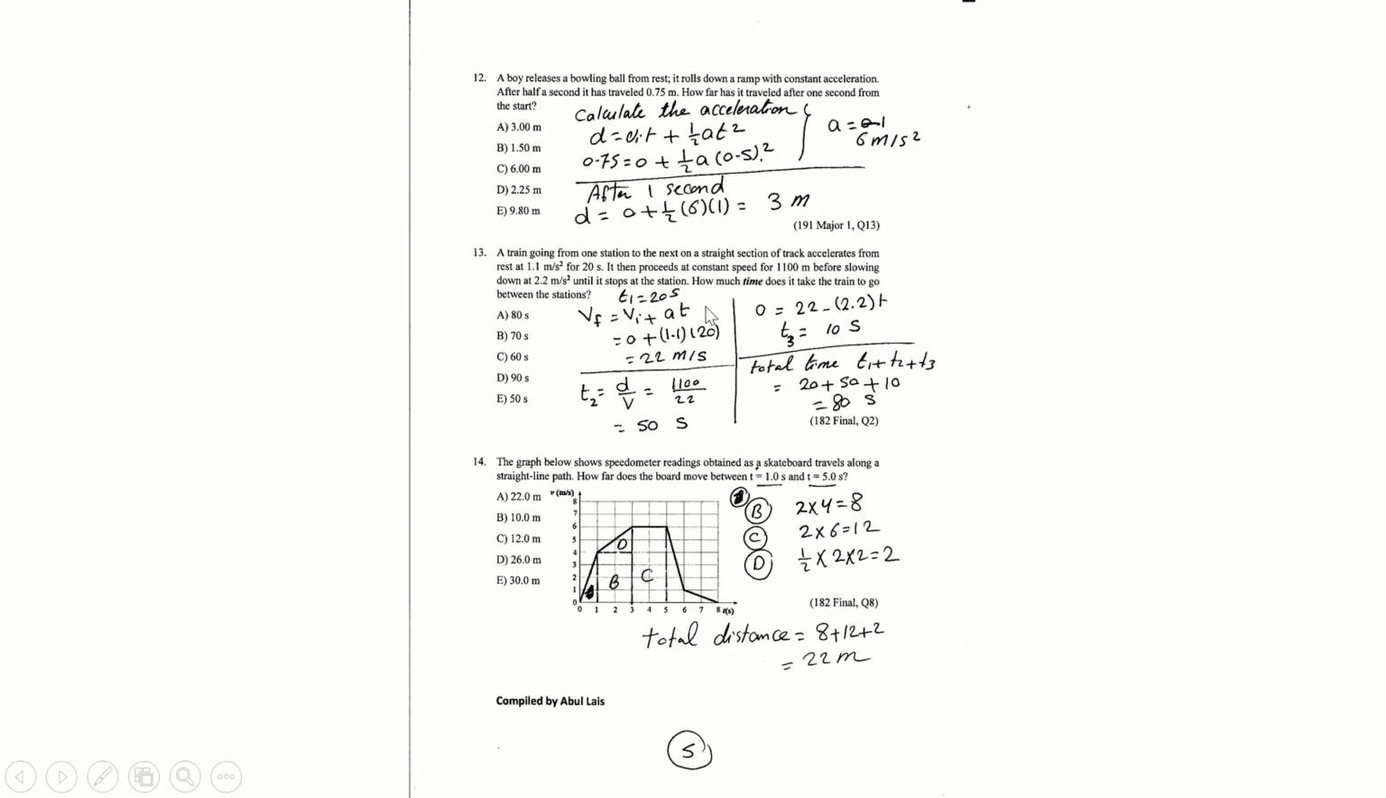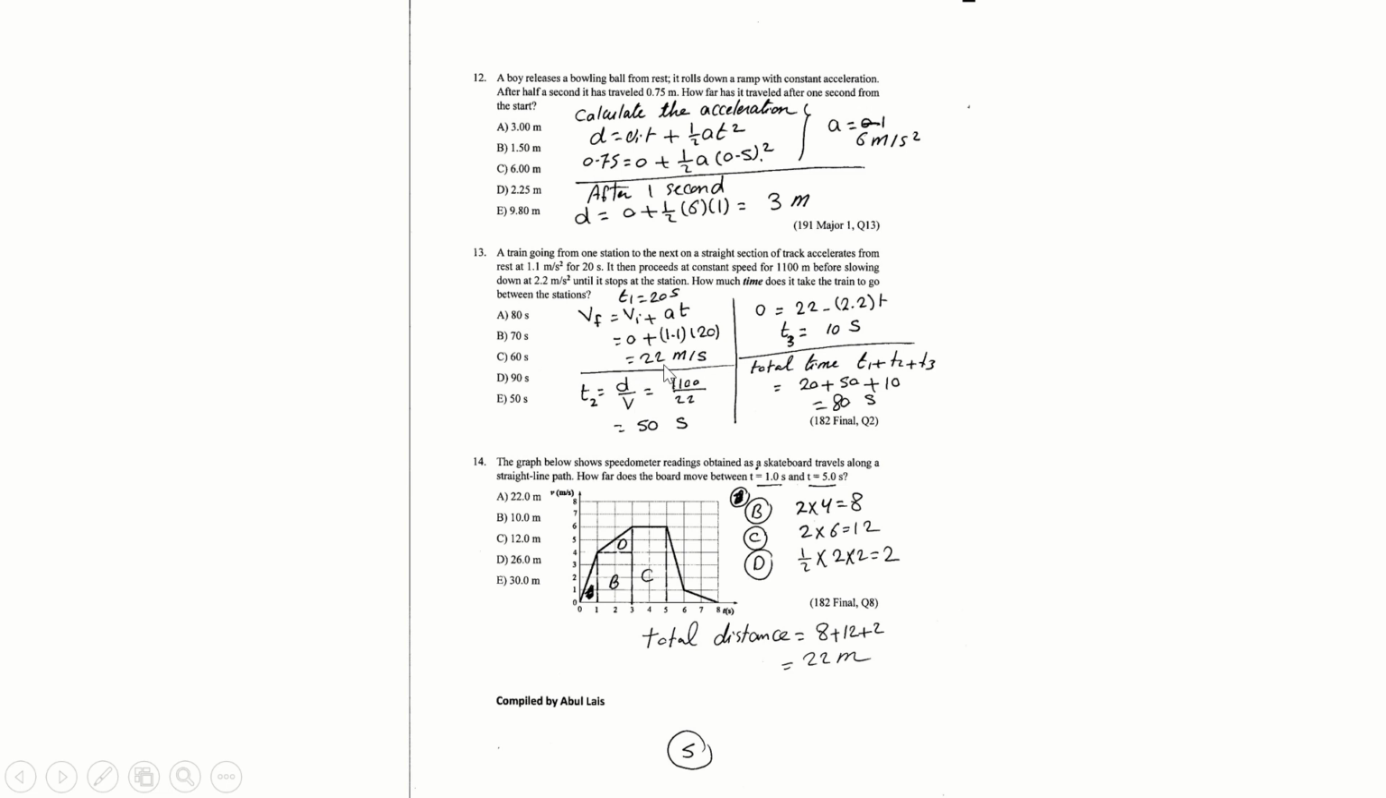Now, I know for the first part, the time is 20 seconds. But I need to know what is the train's final velocity after those 20 seconds. So I will use this equation that says v final equals v initial plus at. Now the v initial is 0, the acceleration is 1.1 meters per second squared, and the time is 20 seconds. So now we know that the final velocity is 22 meters per second.